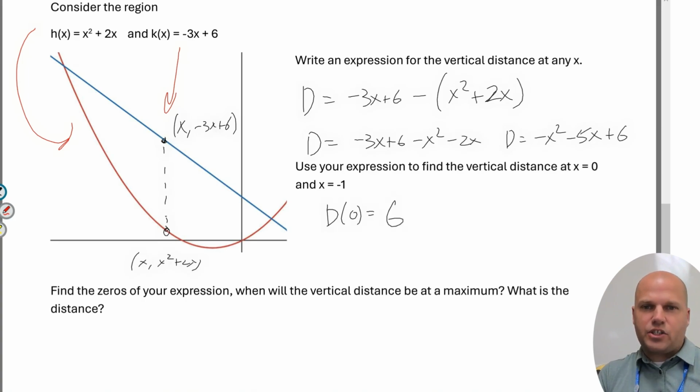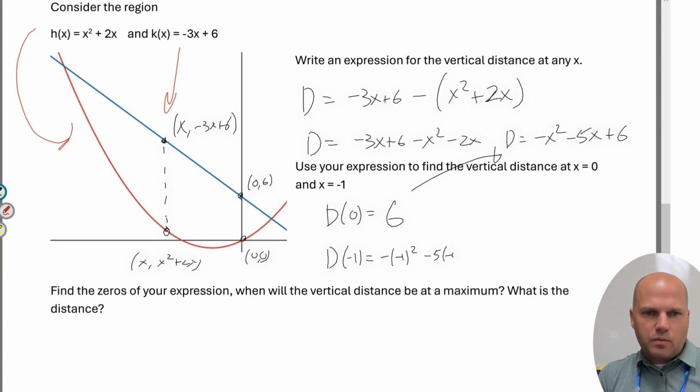Let's use your expression to find the distance at 0. Well, the distance at 0 is 6. That's so easy to find because I just plugged in 0 into my distance equation. But you could also check this is 0, 6, and this is 0, 0. What's the distance at negative 1? All right, well, I can just plug this in here. I'll have the opposite of negative 1 squared minus 5 times negative 1 plus 6. So this is going to be negative 1 plus 5 plus 6, and I get 10.